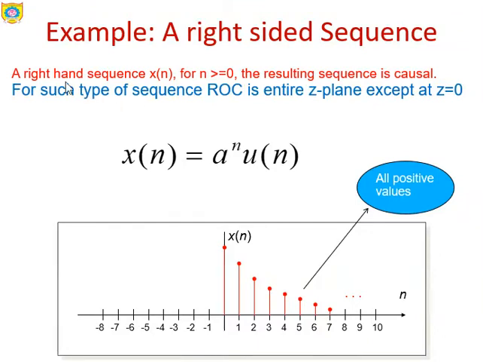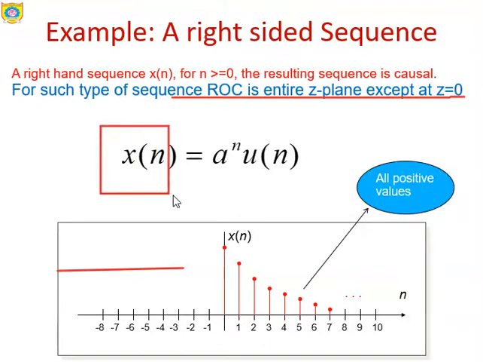When we discuss a right sided sequence, as shown over here, that is x of n for n greater than or equal to 0, the resulting sequence is causal. For such a type of sequence, the ROC is the entire z plane except at z equal to 0. Why it is except at z equal to 0, we will see with this particular expression.